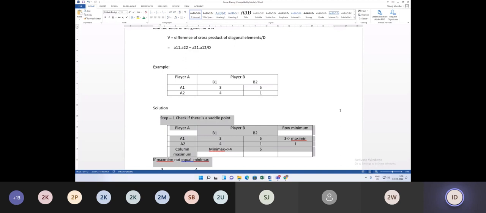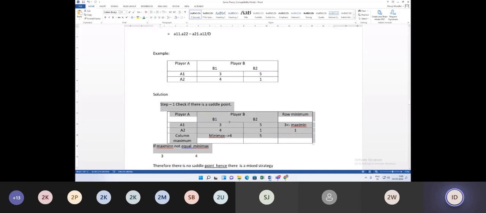I will explain meanwhile. From this table, first of all, we have to find out the row minimum and column minimum. What is the row minimum? In the first row, 3 is the minimum, right? In the second row, what is the minimum? 1 is the minimum. And from these two row minimum elements, what is the maximum one? So 3 is the maximum.